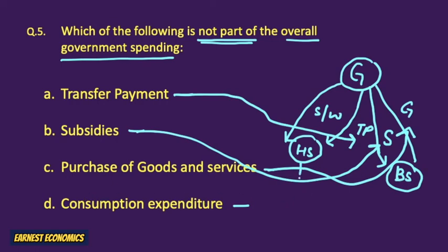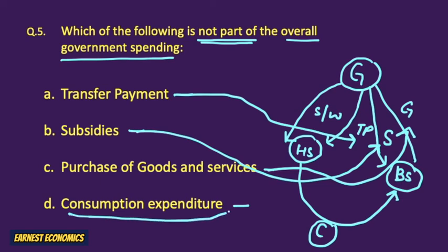Now the household sector buys goods and services from the business sector, and its spending is called consumption expenditure. Consumption expenditure is therefore not related with the government sector, it is related with the household sector. So this is not part of the government spending, and therefore our right answer is the D option among the options given.